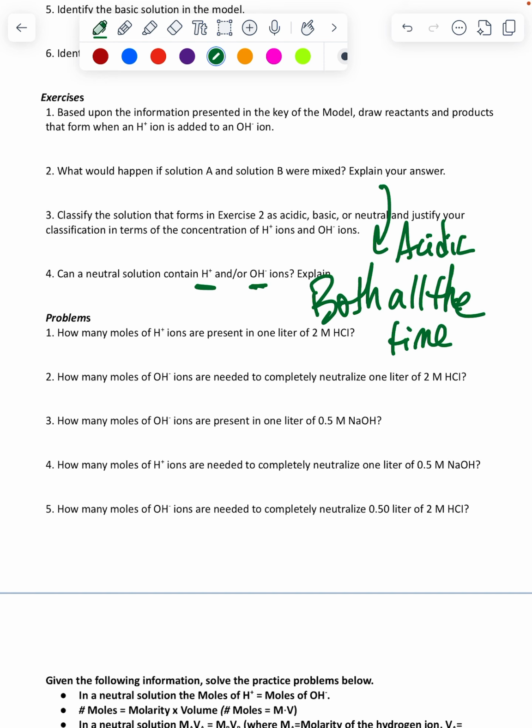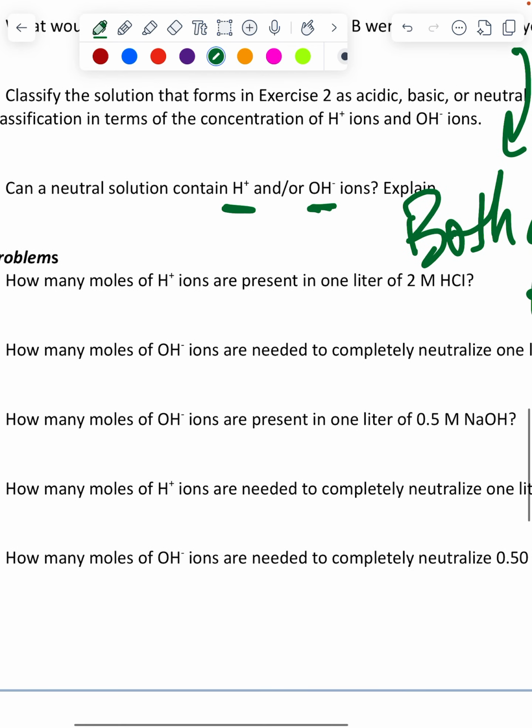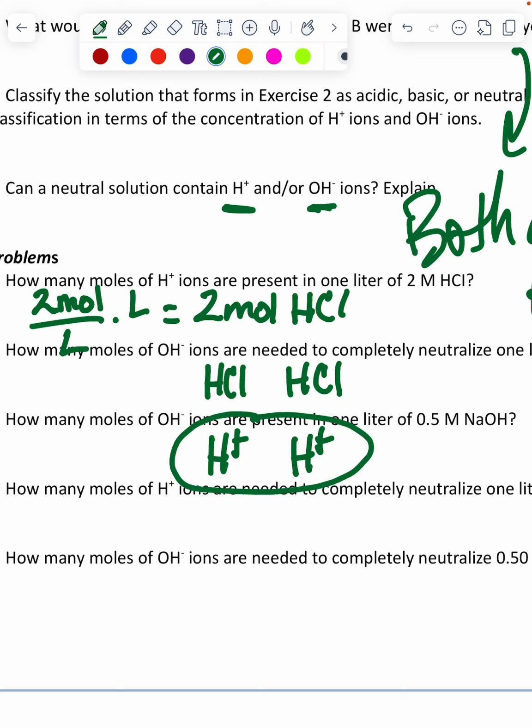All right, so let's get into a little bit of math here. I promise you it's not horrible, okay? How many moles of H ions would you have if you have 2 molar HCl, 1 liter? Well, if you have 2 molar and you have 1 liter, don't you have 2 moles of HCl? So in a picture, that's HCl and HCl. Well, what do those break down into? You get hydrogen ions and you get chlorine ions. So how many moles of H would you have? You would have 2 molar. Do you agree? Or 2 moles of H?